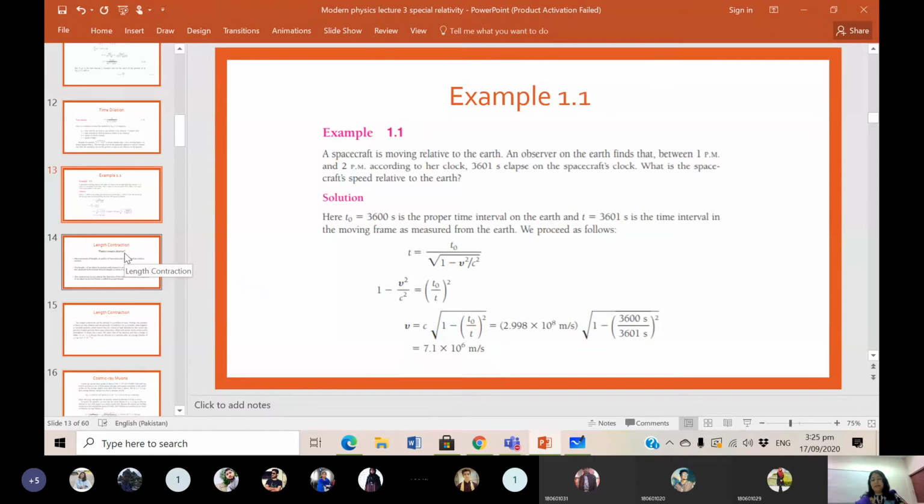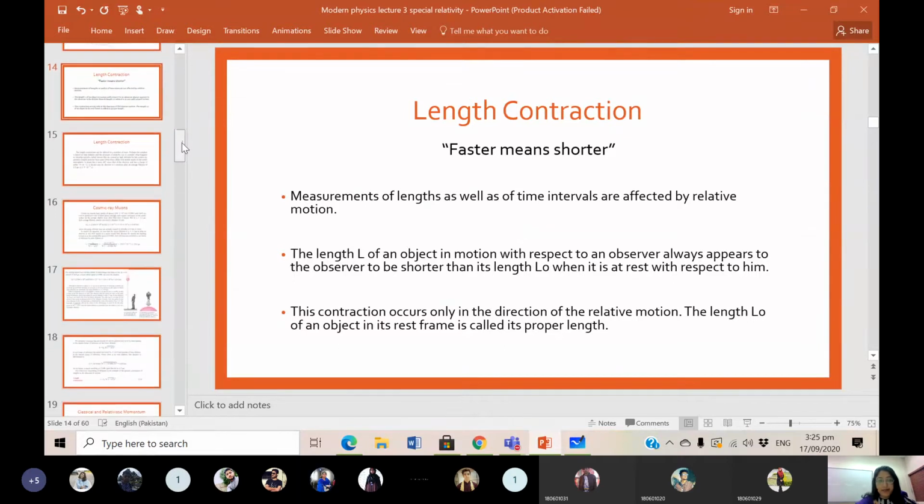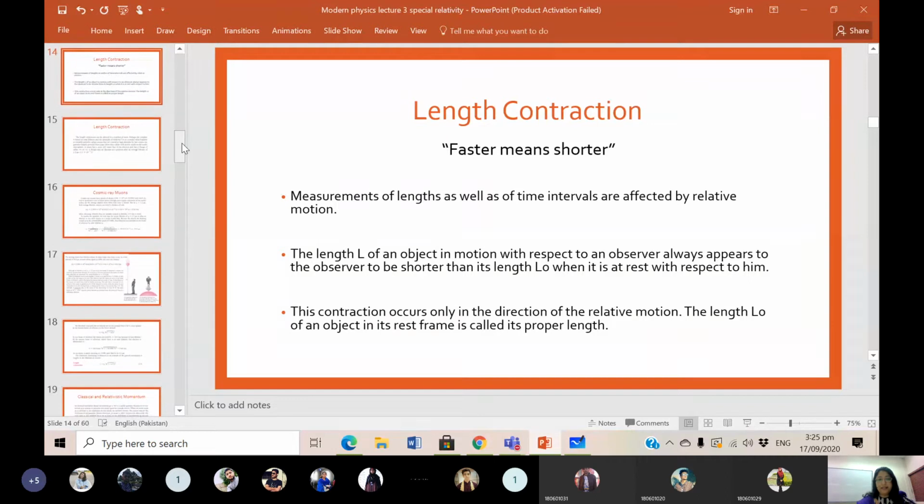Okay, has this example made sense, everything about what time dilation is? Are there any questions so far? No, ma'am. Okay, I hope time dilation is understood by everyone. Special relativity is now starting to make sense to everyone, okay?